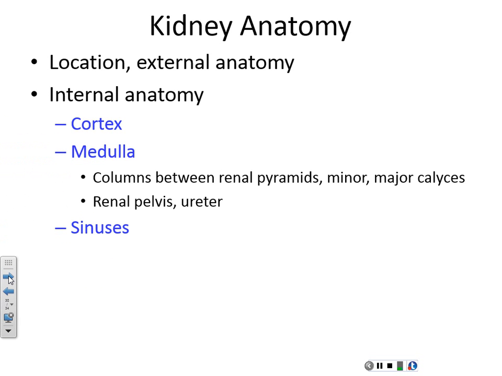And then, of course, pretty much just know the structure. The cortex on the outside, the medulla on the inside. The medulla has got those pyramids, right? And then the minor calyxes and the major calyxes, and that kind of conducts towards the sinus and then towards the renal pelvis. Those structures, just know that.